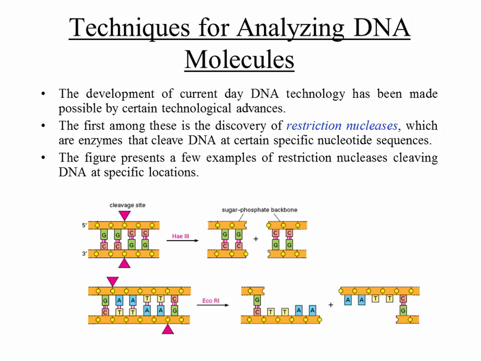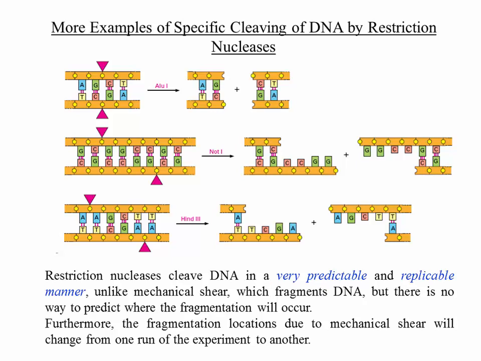You're not a biologist, you're not doing those experiments, but just keep in mind that this is an important development that allows us to cut DNA in a very, very precise fashion. And there are others too, there are just two of them listed here, then there are more on the next page. Another one, ALU1, is going to cut in this fashion. NOT1 will cut in this fashion. HIN3 will cut in this fashion.